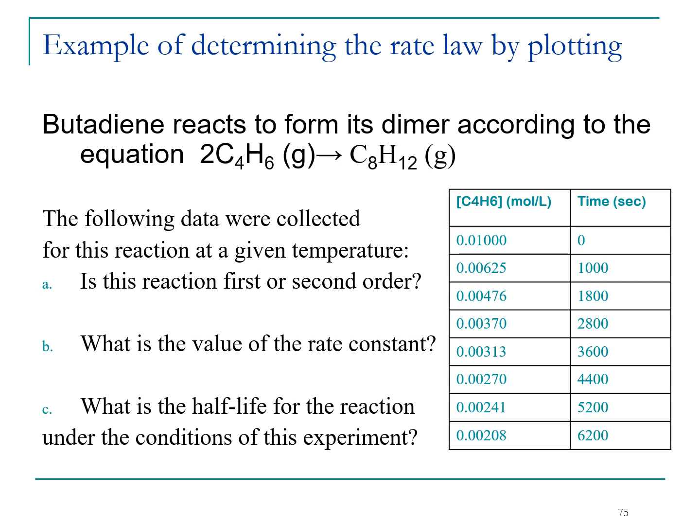So here's just one more example. Butadiene reacts according to this equation. The following data were collected at a given temperature. Not telling you the temperature, but it doesn't matter. Is this reaction first or second order? So that's the first thing we want to find out. What is the value of the rate constant? And then what is the half-life?